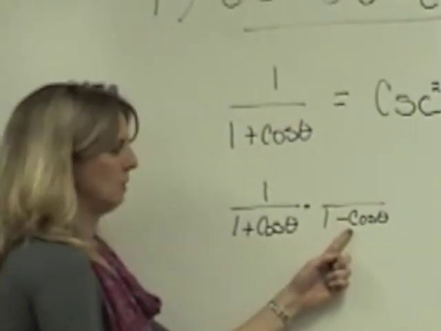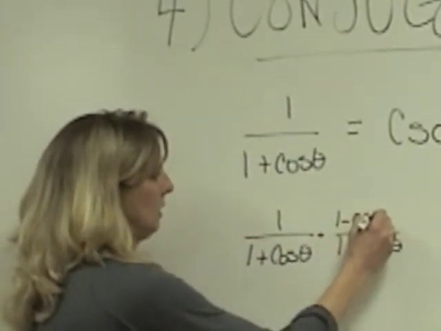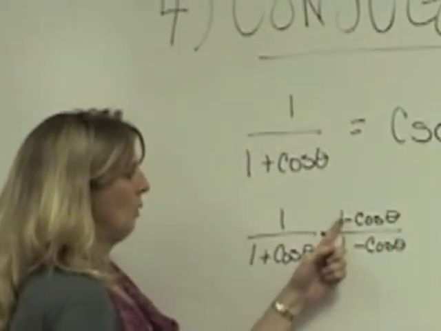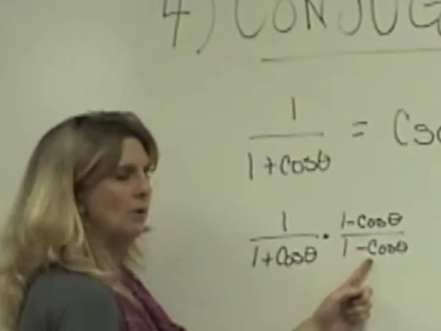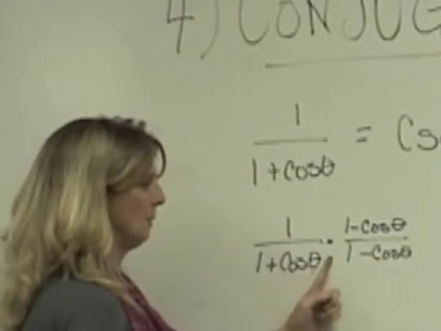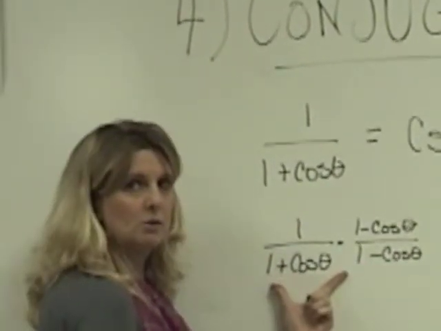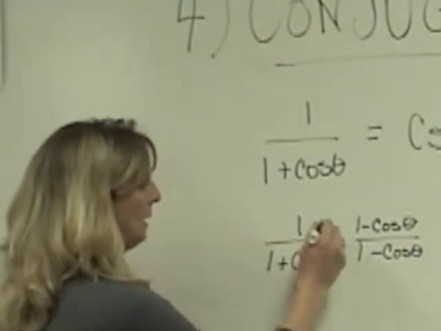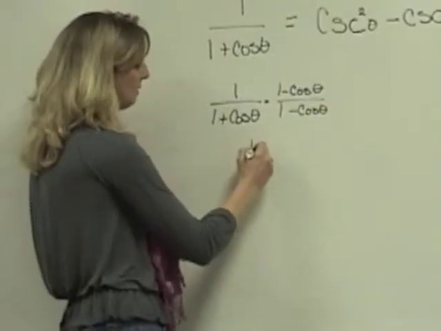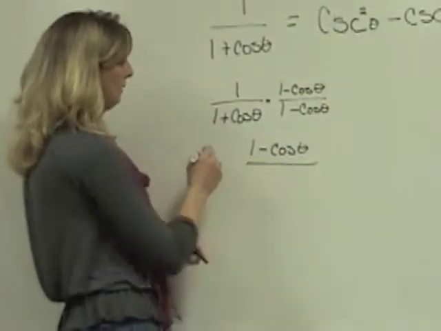But of course, if I'm going to do something to the denominator of a fraction, I have to do it in the numerator as well. 1 minus cosine theta divided by 1 minus cosine theta is equivalent to the number 1. When I multiply something times 1, that makes the value the same, so that makes it legal. When I distribute the 1 to the 1 minus cosine, it remains 1 minus cosine.